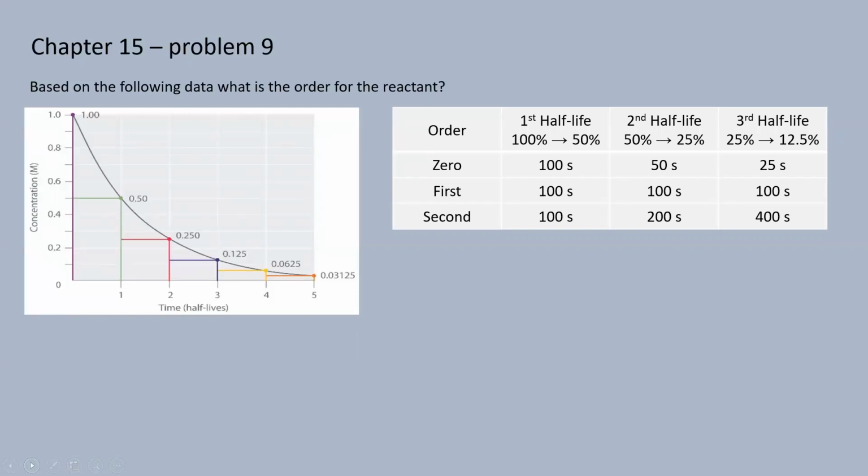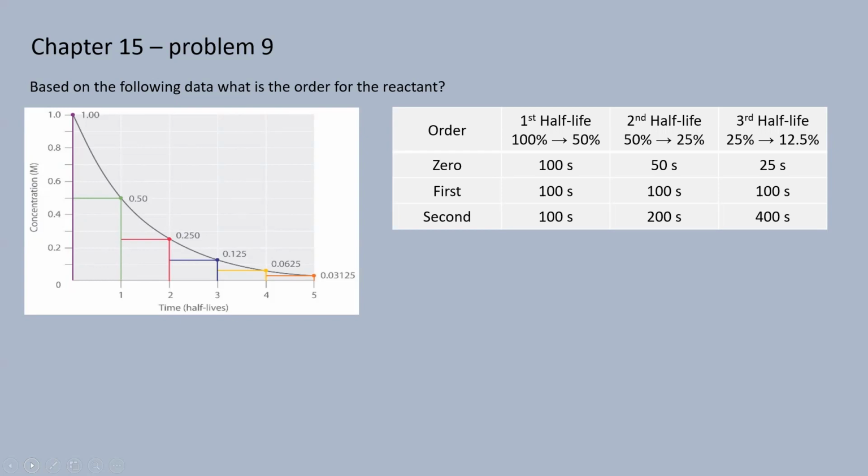We can delineate the first half-life, second half-life, and third half-life, and then of course there's fourth, fifth, etc., based on where in the reaction we are. The first half-life is referring to when you start at 100%, right at the very beginning, and how much time it takes to get to 50%. Second, now you're starting at 50, going to 25, 25 to 12.5, etc.